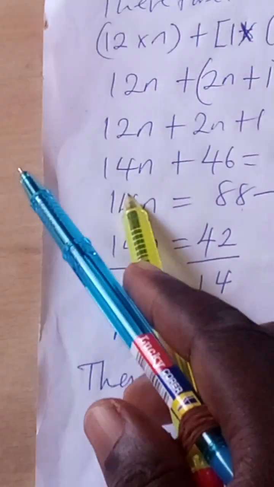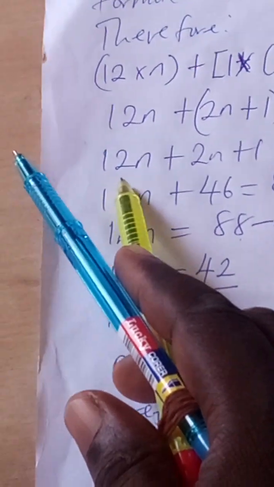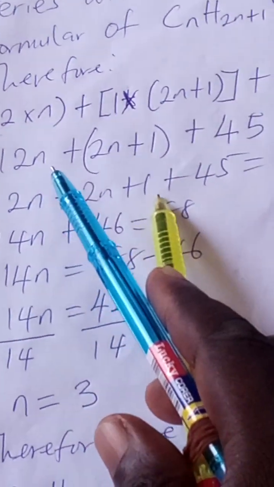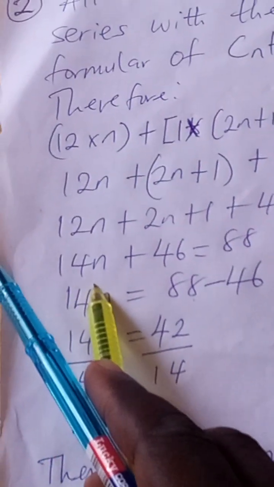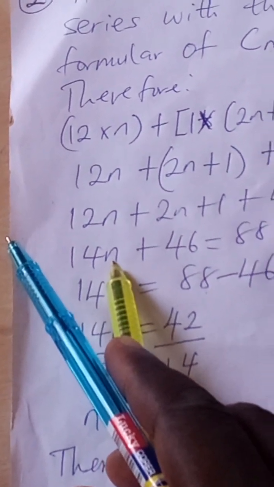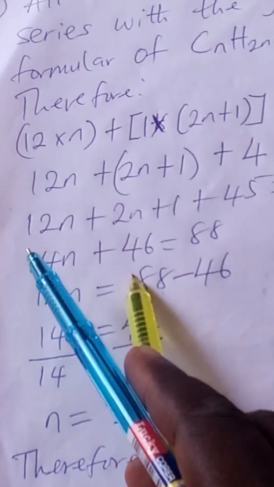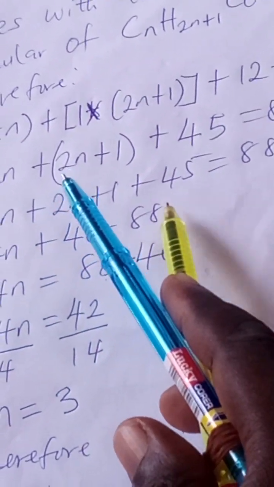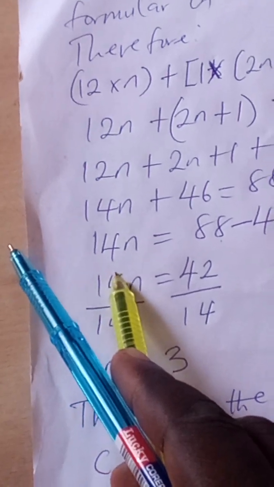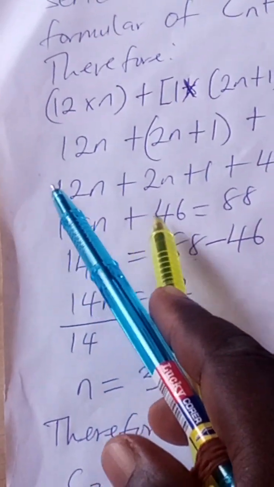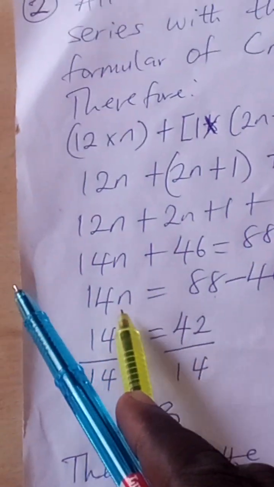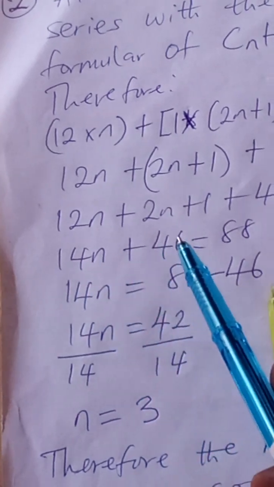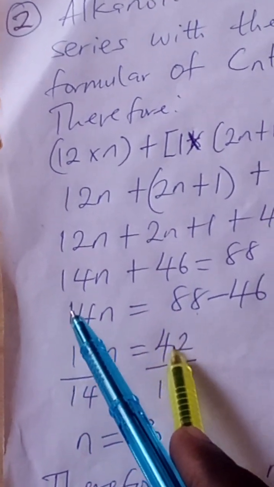Then from there we are going to have our 12n plus 2n plus 1 plus the 45, which is going to give us 12n plus 2n is 14n, plus 1 plus 45 is 46, which equals 88. So from there we collect like terms, taking this 46 to this side. So after taking it to that side, we have 14n equals 88 minus 46, and 88 minus 46 will give us 42.